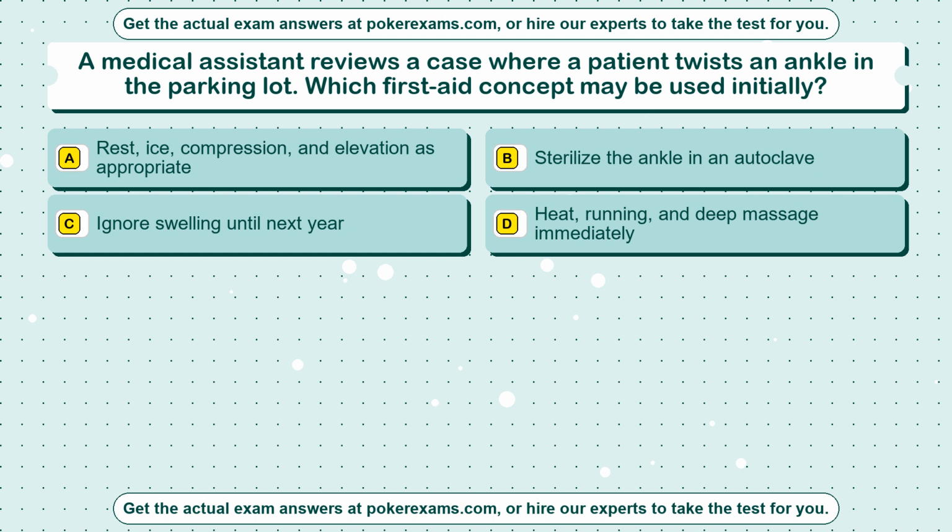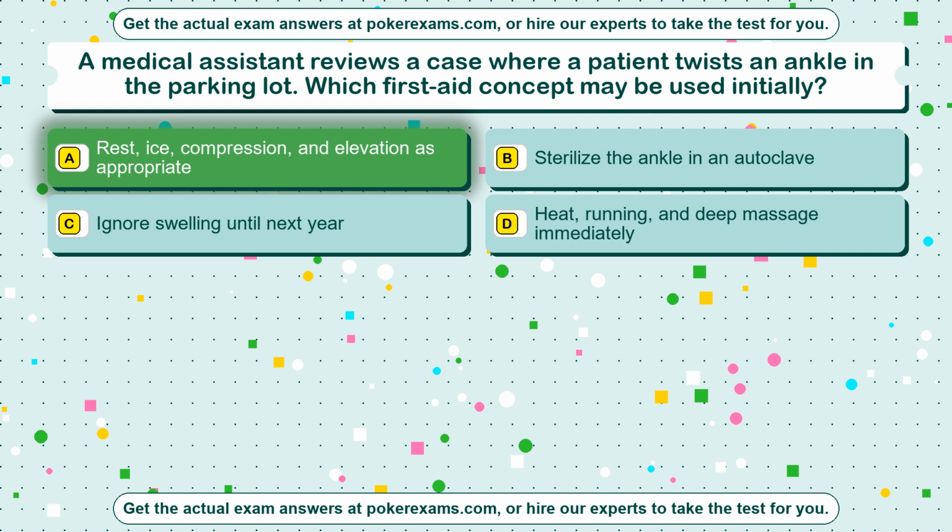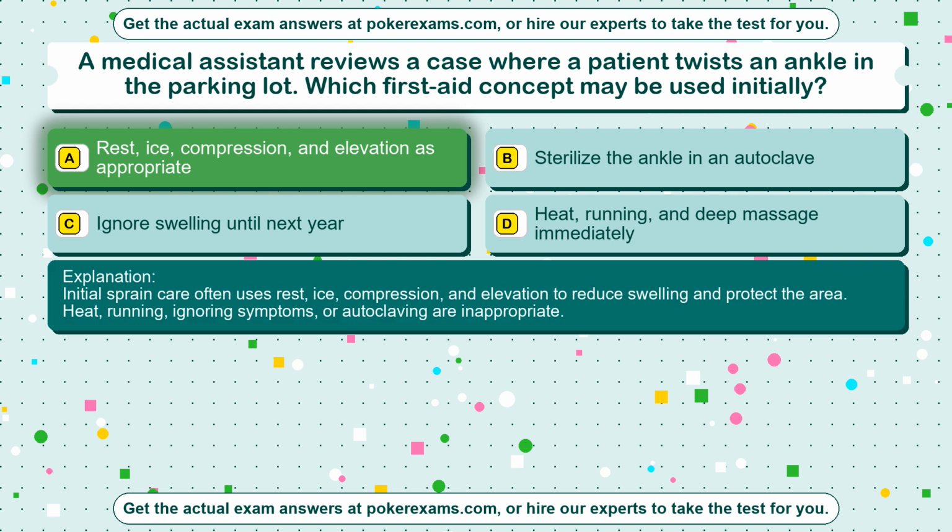Option A, rest, ice, compression, and elevation as appropriate. Option B, sterilize the ankle in an autoclave. Option C, ignore swelling until next year. Option D, heat, running, and deep massage immediately. The correct answer is option A, rest, ice, compression, and elevation as appropriate. Initial sprain care often uses rest, ice, compression, and elevation to reduce swelling and protect the area. Heat, running, ignoring symptoms, or autoclaving are inappropriate.